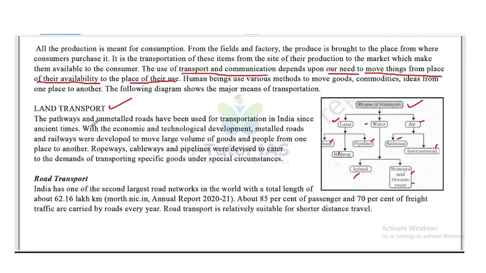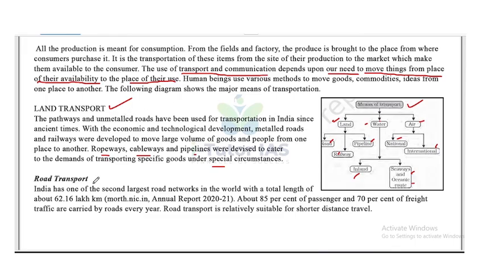The pathways and the unmetalled roads have been used for transportation in India since ancient times. With the economic and technological development, metalled roads and railways were developed to move large volumes of goods and people from one place to another. Ropeways, cableways and pipelines were devised to cater to the demand of transporting specific goods under special circumstances. So that is the land transport.